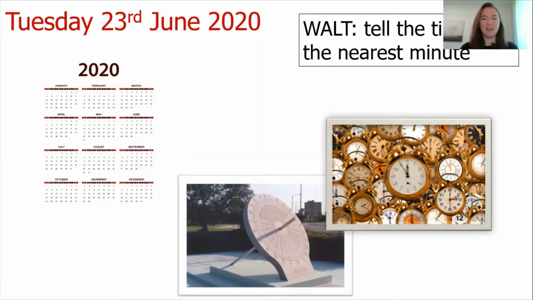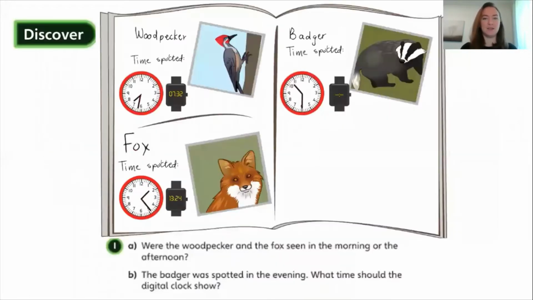Good morning, Year 3. Today we're going to continue learning to tell the time to the nearest minute. We're going to be doing that using the 24-hour clock today. So let's get started. Here's our Discover problem.